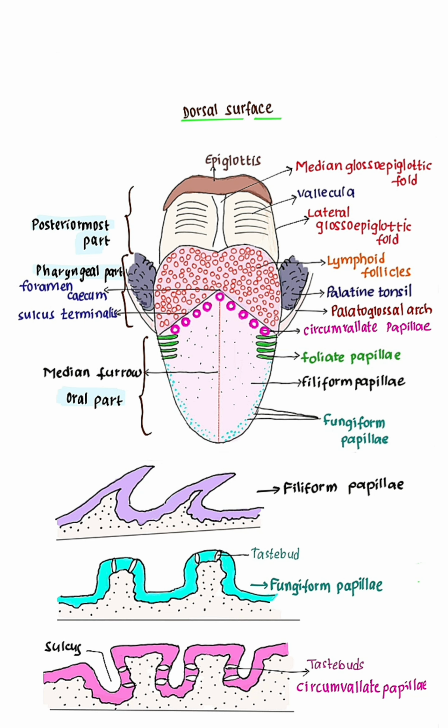Now let's see about each part in detail. Oral part. Oral part presents median furrow and large number of papillae. If you observe the oral part, you can only find two findings: median furrow and papillae. Now let's see about papillae. The papillae of the tongue are projections of mucous membrane which give roughness to anterior two-third part of the tongue.